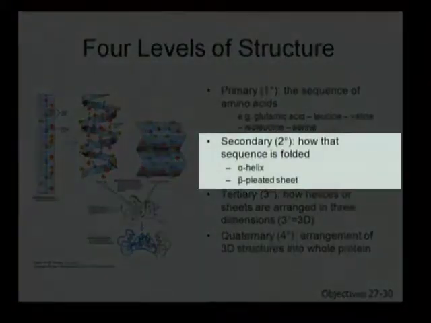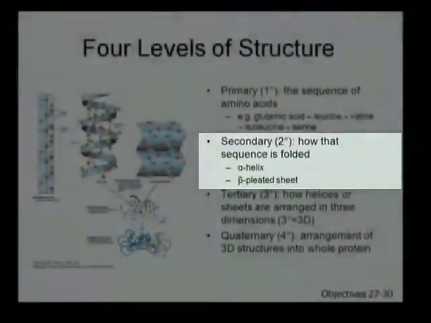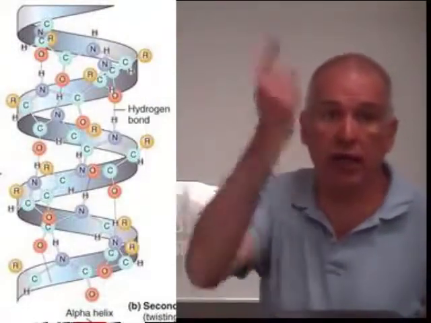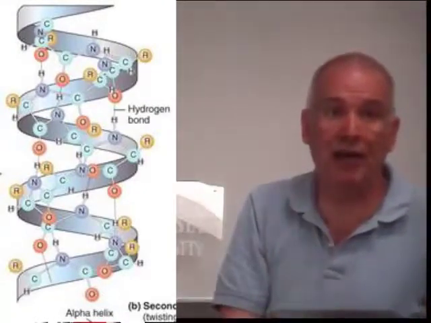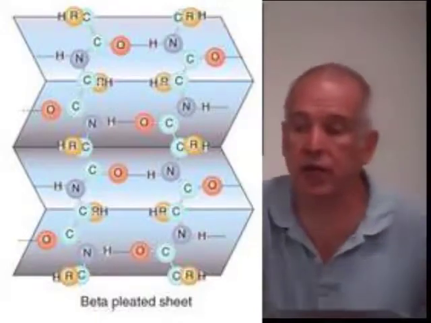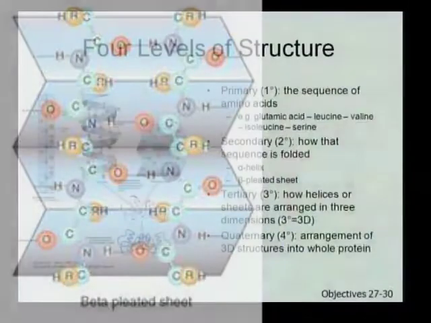Secondary structure then is how that sequence is folded. Luckily for us, there's 2 examples of secondary structure, so that helps us to remember that this is secondary. The 2 examples are a helical structure called an alpha helix, or a sheet-like structure, kind of an undulating sheet, which is called a beta-pleated sheet.